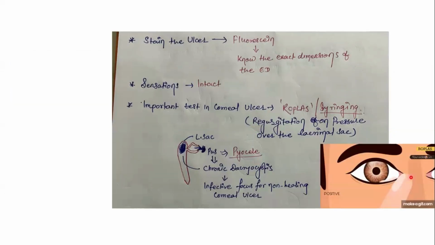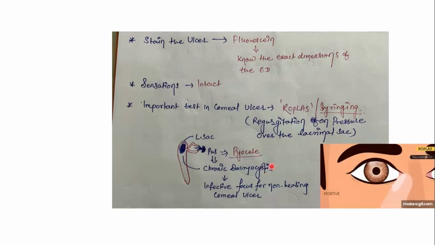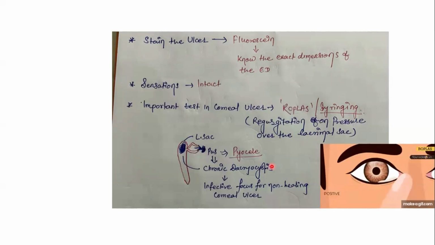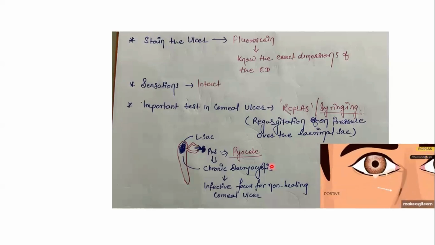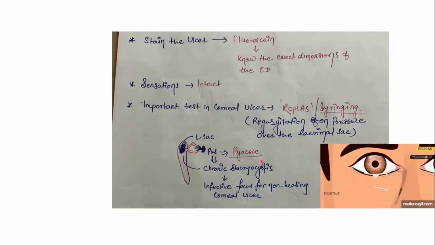When you apply pressure over the lacrimal sac, if you see pus coming from the lacrimal puncta, then it suggests the presence of ROPLAS positive. And if ROPLAS is positive, it is suggestive of the presence of chronic dacryocystitis, which may delay the healing process of the corneal ulcer. So it is very important, before starting the corneal ulcer treatment, to see whether ROPLAS is positive or negative, because a positive ROPLAS may delay the healing process of the corneal ulcer, and the pus which comes out from the lacrimal puncta is also called a pyocele.